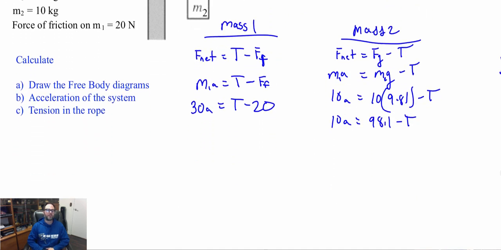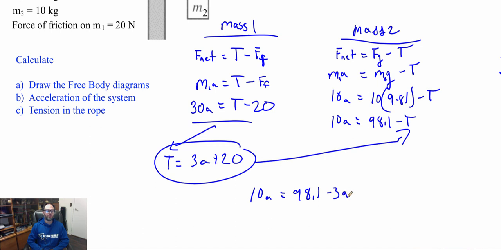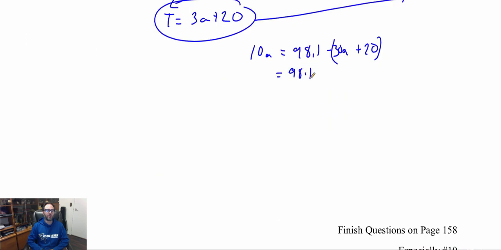So I'm going to isolate for tension on my mass 1 side. So I'm going to end up getting 30a plus 20 is equal to tension. Now I'm going to substitute that in to my other side. So for mass 2, I end up getting 10 multiplied by acceleration is equal to 98.1 minus, all in brackets, 30 multiplied by acceleration plus 20. So I end up getting 10 multiplied by acceleration is equal to 98.1 minus 30 multiplied by acceleration minus 20.